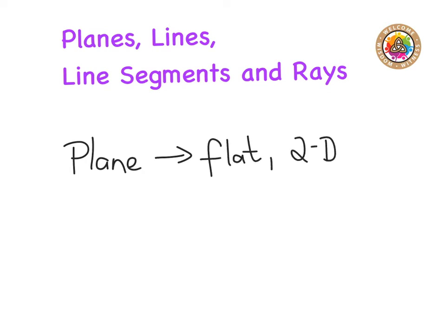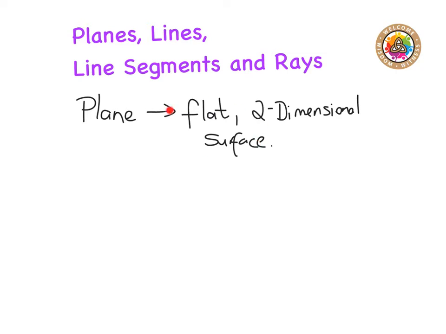Okay, so here we're going to look at planes, lines, line segments and rays and see what all of these are about. So the first thing, I suppose, a plane, not like an airplane, but a plane is any 2D object. So it's a flat 2D or two-dimensional surface, exactly like this screen that I'm writing on here.